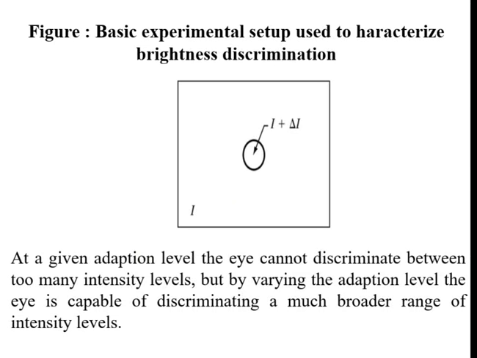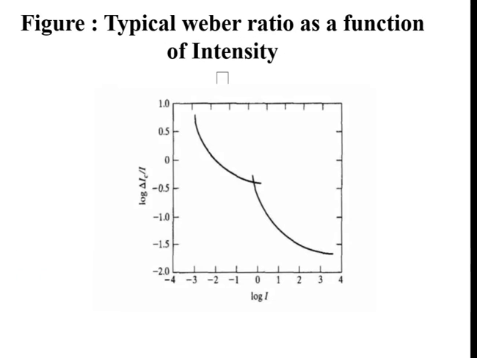Then the figure shows the basic experimental setup used to characterize brightness discrimination. At a given adaptation level, the eye cannot discriminate between too many intensity levels. But by varying the adaptation level, the eye is capable of discriminating a much broader range of intensity levels.